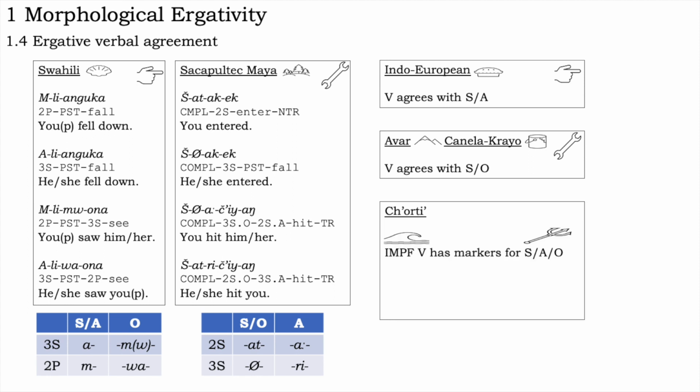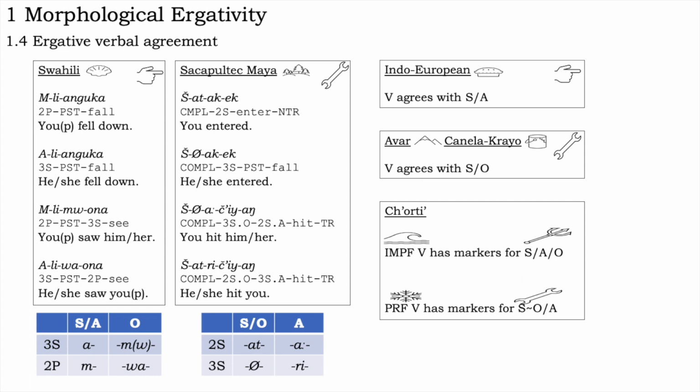However, he states that the Mayan language Chorti comes close. In the imperfective aspect, there is a separate set of agreement markers for each of S, A, and O. But in the perfective aspect, the O markers are used for S as well. It is worth noting that ergativity in verbal agreement seems to be rarer than ergative case marking.